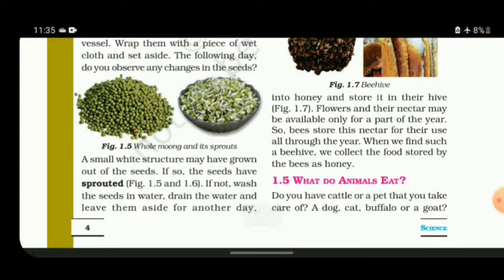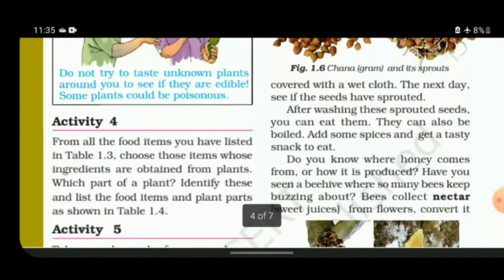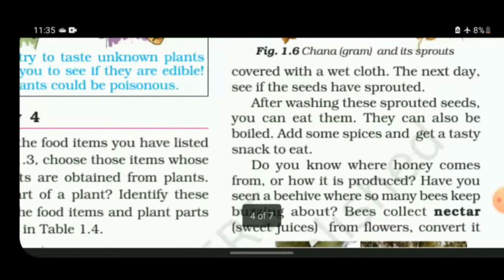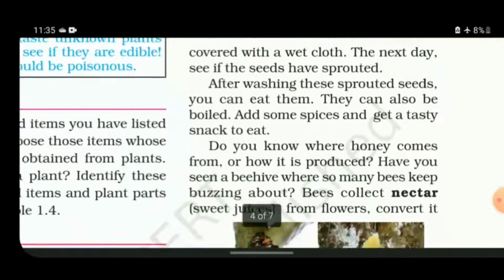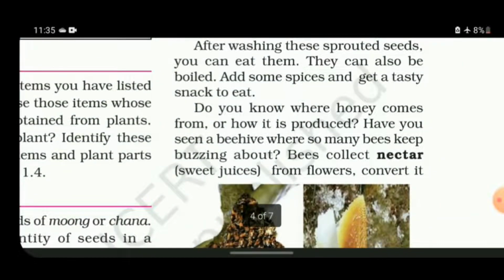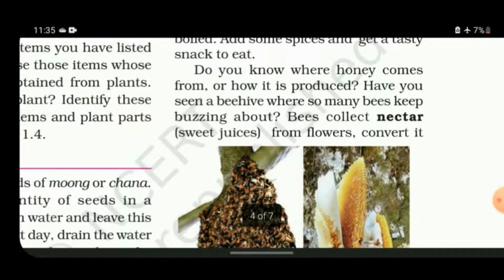Fig 1.5 and 1.6. If not, wash the seeds in water, drain the water and leave them aside for another day, covered with a wet cloth. The next day, see if the seeds have sprouted. After washing these sprouted seeds, you can eat them. They can also be boiled. Add some spices and get a tasty snack to eat.